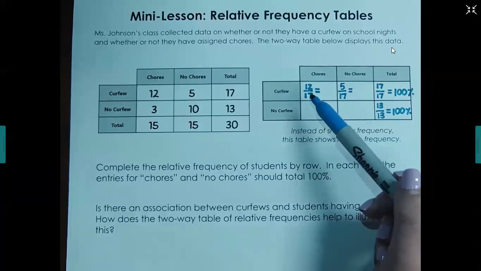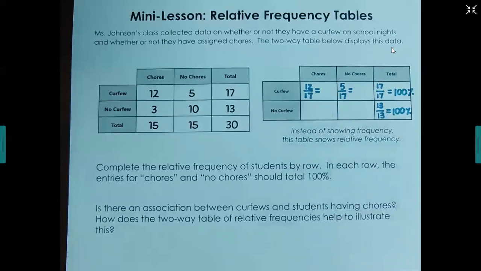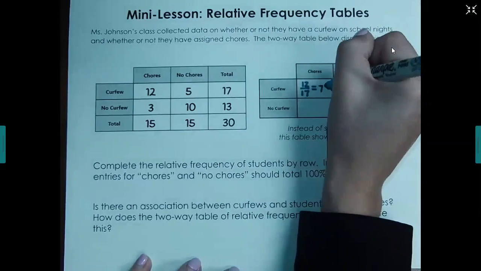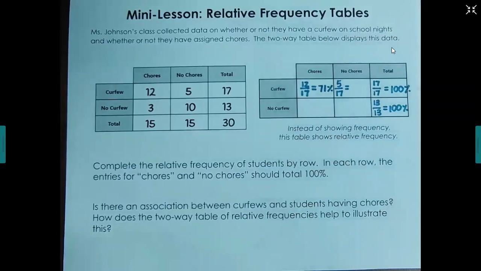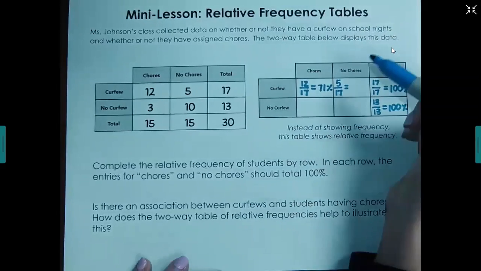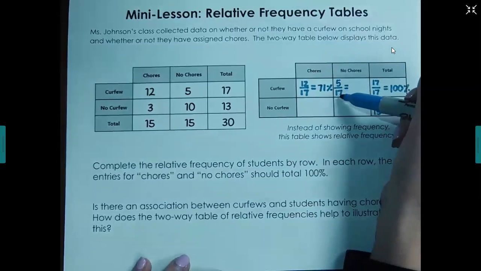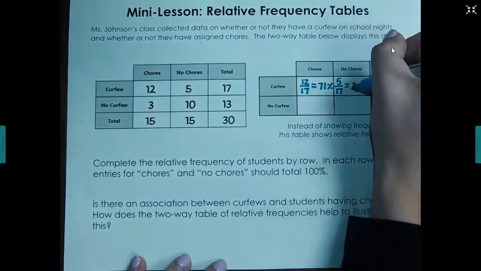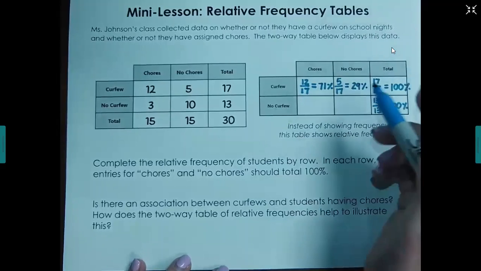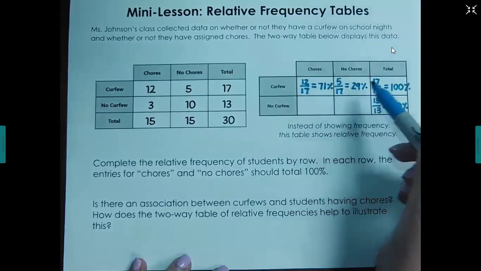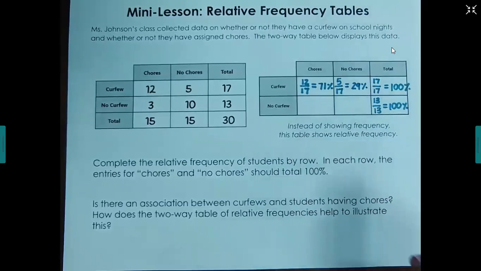Now I could either do long division or I could use my calculator, and I see that 12 divided by 17 is about 71%. So 71% of the students have a curfew and chores, and then I will do the same. 5 divided by 17 is about 29%. Now notice that 71% plus 29% gives us 100%. So we have the relative frequency as we look at curfews.